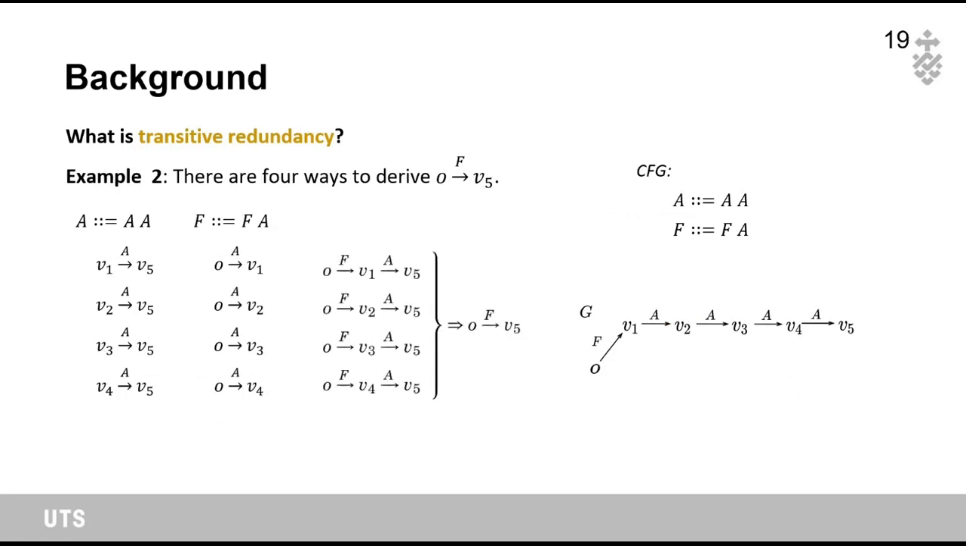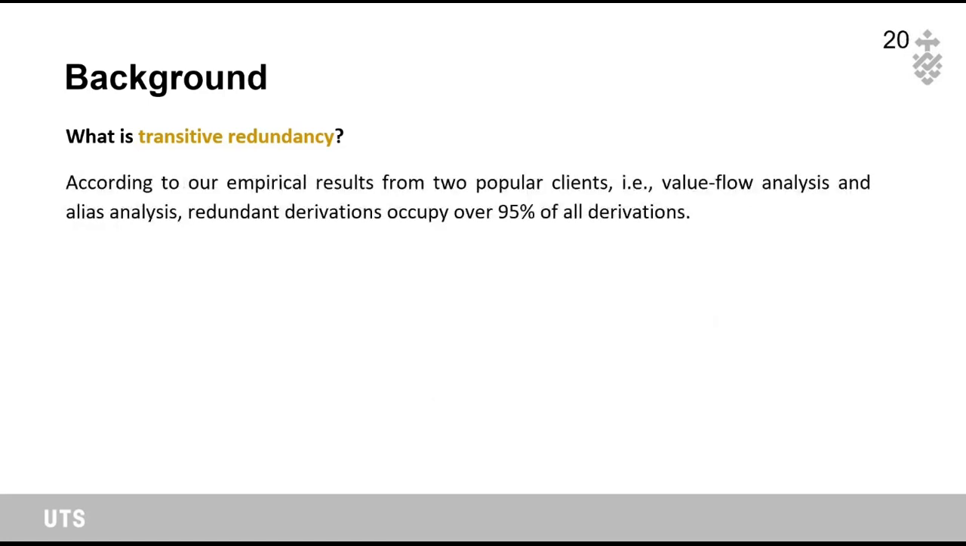According to the context-free grammar, there are four ways to derive O f V5. However, the edge O f V5 only needs to be added to the graph once to make the reachability relation explicit. In most cases, the standard algorithm will trigger all the 4 ways, which means that there are at least 3 redundant derivations. According to our empirical results from 2 popular clients, namely value flow analysis and alias analysis, redundant derivations occupy over 95% of all derivations.